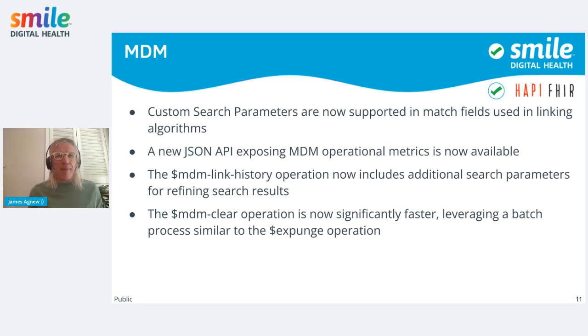The operation that we call the MDM link history, which you can use to query the history of links and their changes between resources, now has a bunch of new parameters that you can add to it when you're calling it, and that allows you to refine what comes back. Essentially, if you want only links that have to do with one of the targets of the link, you can now filter it down that way. And importantly, to anyone who is tuning their MDM, the MDM clear operation, which wipes out all of the links in the system, is now much, much faster. It takes advantage of a batch process that's quite similar to how our $expunge operation works.